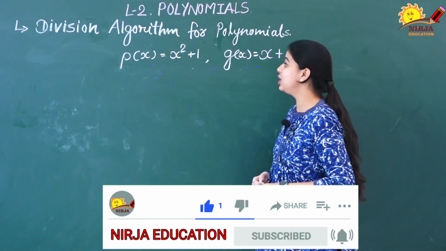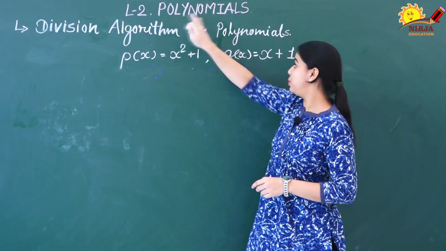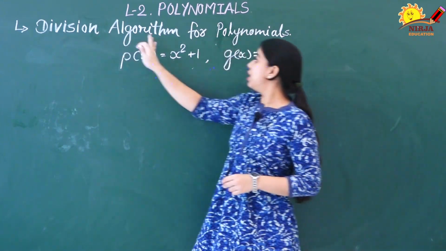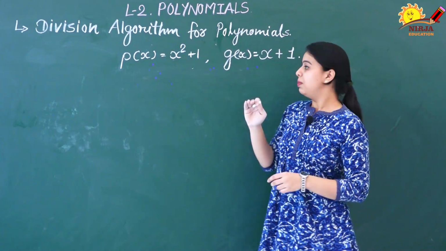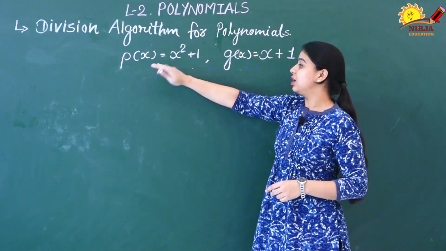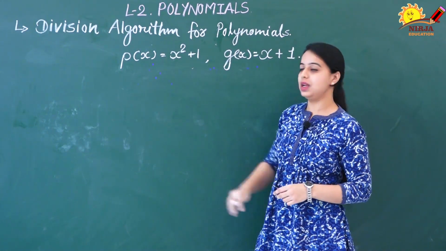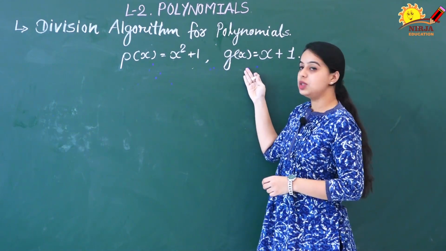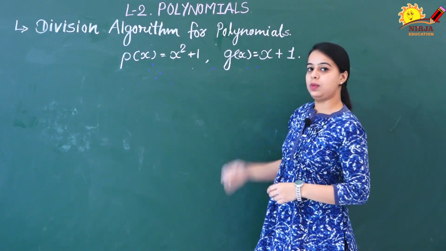So today we are going to start the second chapter, Polynomials, and in that we are going to discuss the division algorithm for polynomials. But before going into this topic directly, here I have taken two different polynomials: p of x is equal to x square plus 1, g of x is equal to x plus 1.